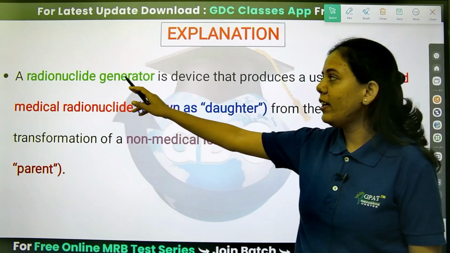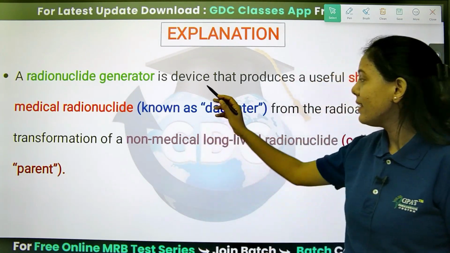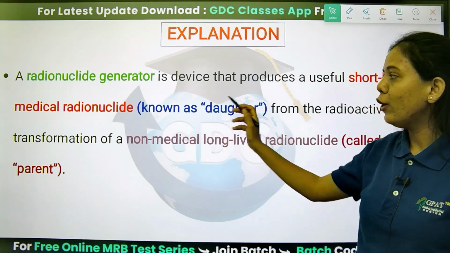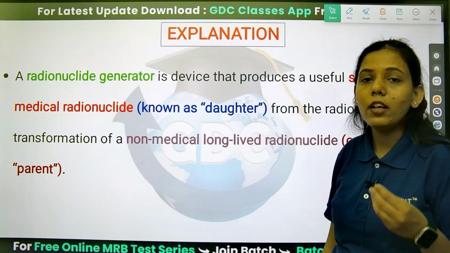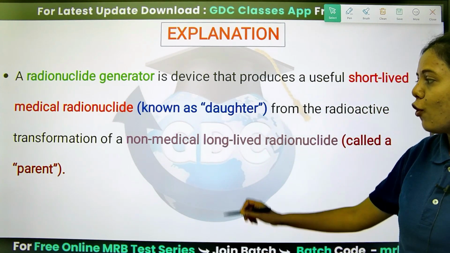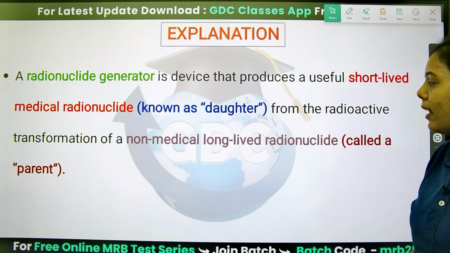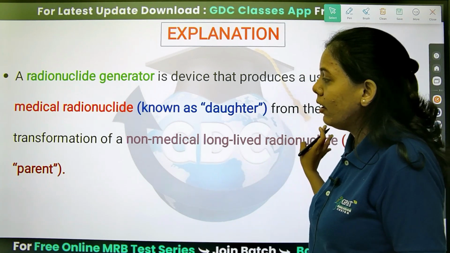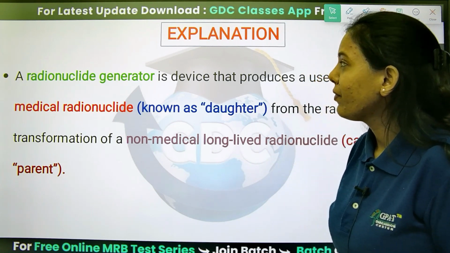So here it is given, radionuclide generator is a device that produces a useful short-lived medical radionuclide, and they are generally known as daughter radionuclides from the radioactive transformation of a non-medical long-lived radionuclide, which we call the parent radionuclide.